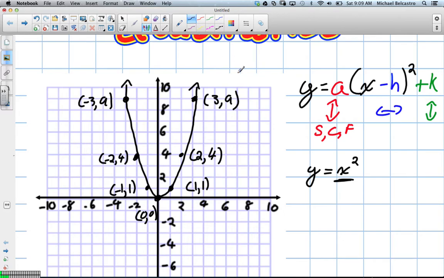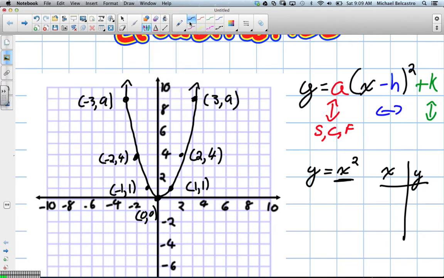Now, you could have done this by making a t-table chart and plugging these values in: negative 3, negative 2, negative 1, 0, 1, 2, 3. But this is a quick way, if you remember that the vertex is at 0, 0, to draw the rest of the points. Okay, I know I didn't draw that perfectly, but that's the idea. So this is really important that we memorize this one, because when we talk about translating it, we always talk about translating it from this one here.